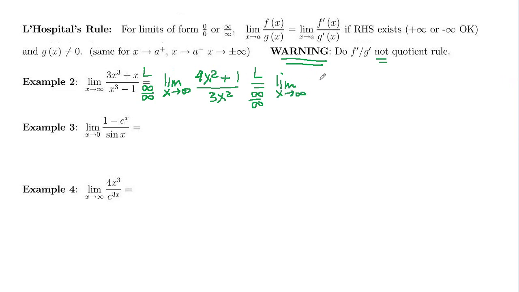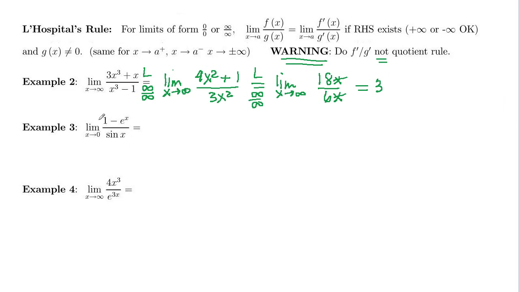Derivative 9x squared is 18x. And derivative 1 is 0. And then derivative 3x squared is 6x. And then those x's cancel, and 18 divided by 6 is 3, and the limit of 3 is 3. So as long as you keep getting indeterminate forms, that's okay, as long as you finally get an answer.